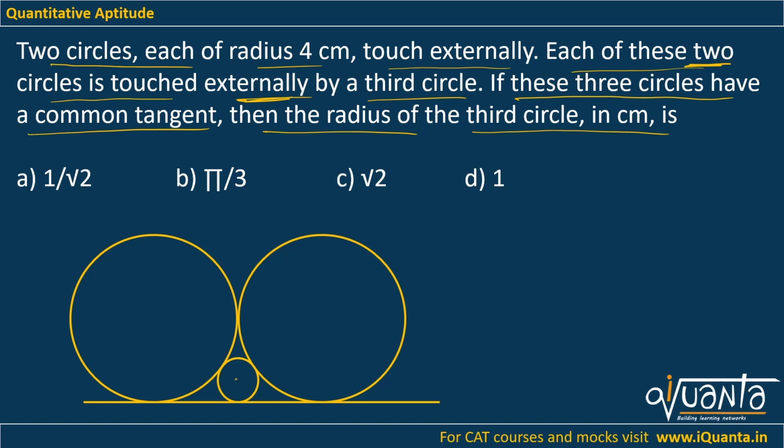So this is the center of the third circle. We'll have these two circles over here. So this is the radius of this third circle. Let me assume that it is small r. So if I join these centers, then this is 4, this is 4, this is 4, this is 4, this will be r, this will be r, right? So I can see that I have a triangle. I have all three sides of this triangle.